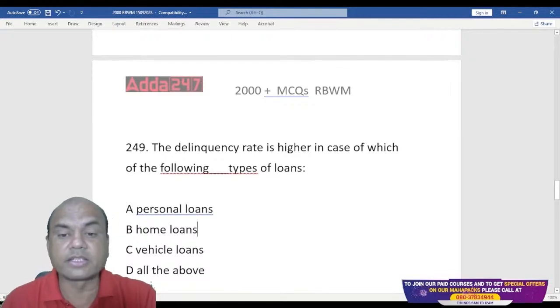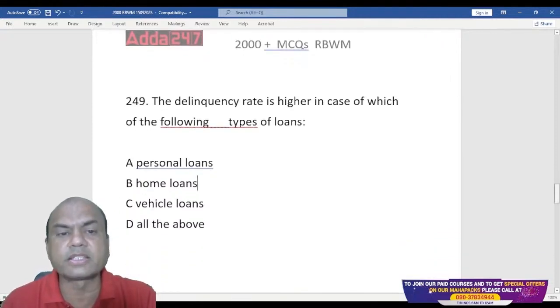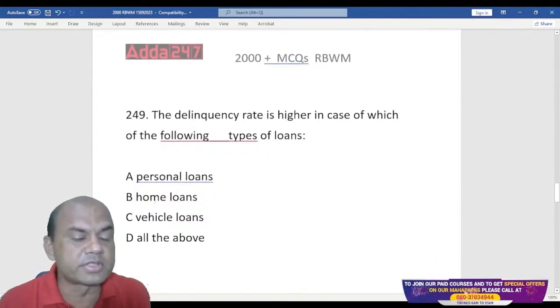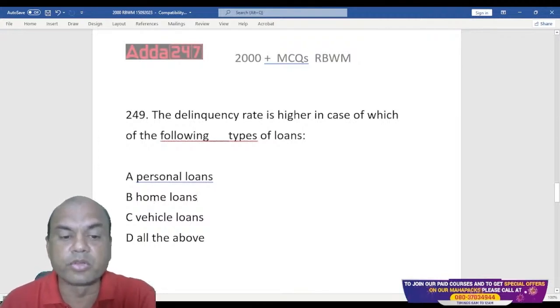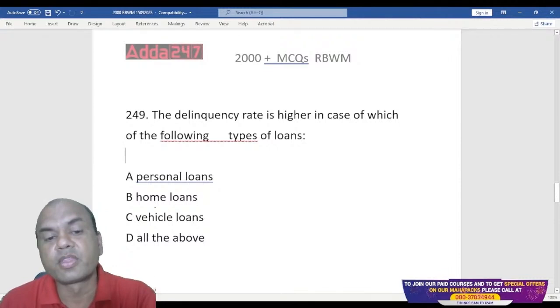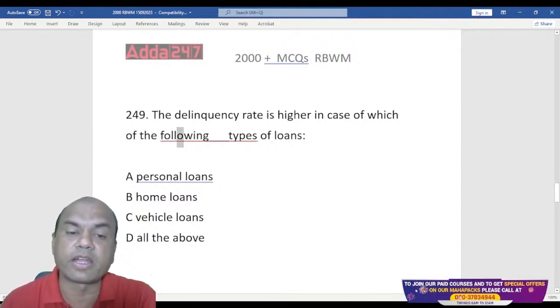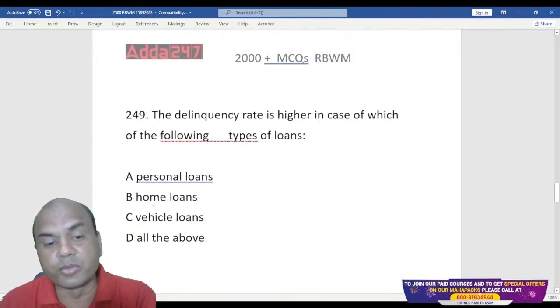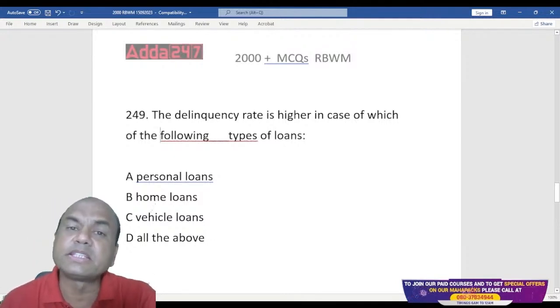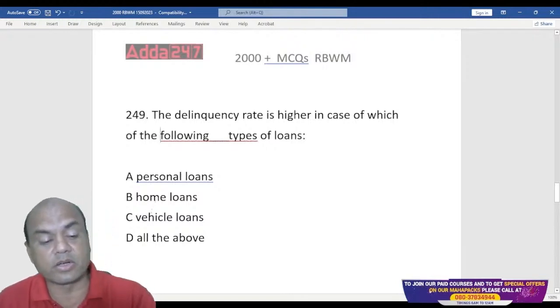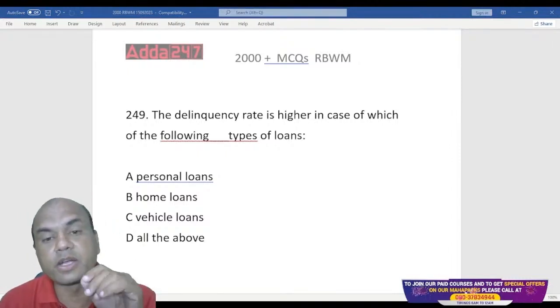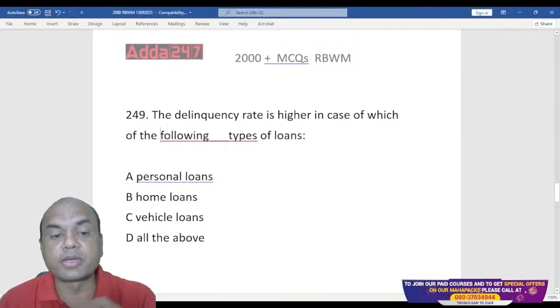The delinquency rate is higher in case of which type of loans? Delinquency means failure, default. The default rate is higher in which type of loans: personal, home loan, vehicle loan, or all of the above? Where will the borrower be least concerned or least worried about the loan? Is it personal loan, home loan, or vehicle loan?